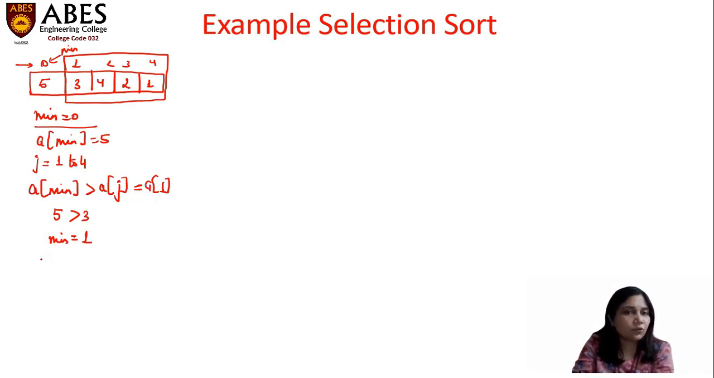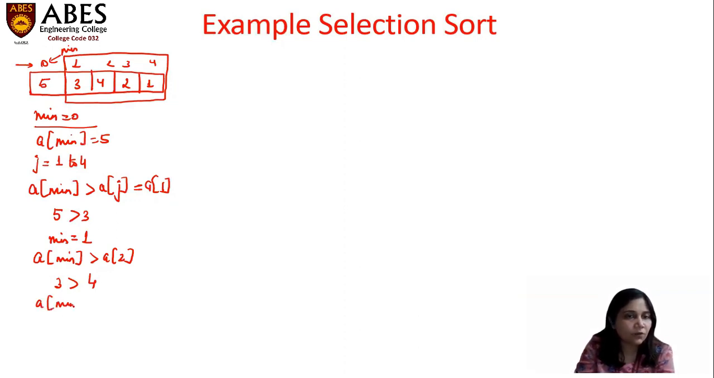Again, if I go, I will check A of min because still elements are left. A of 2 because I have to go till 4 for this one. A of min is 1. So A of min, my new minimum is 3. Minimum element is 3. I will be checking it with 4 because A of 2 is 4. 3 is greater than 4. Condition is false. So there will be no change with the minimum. Still my minimum index is 1.